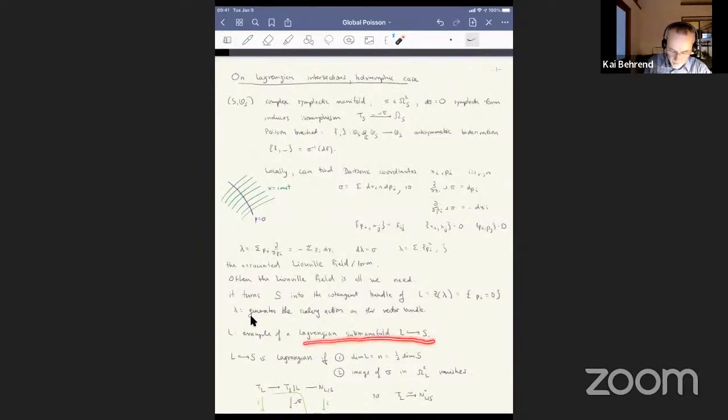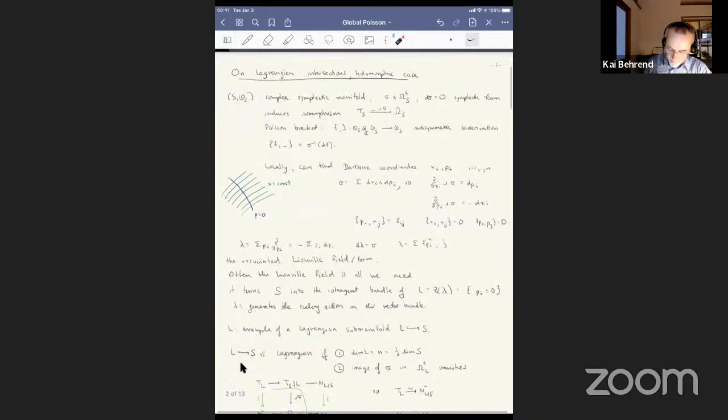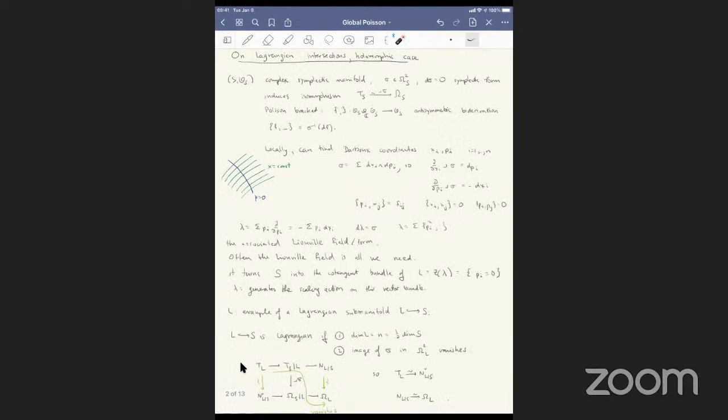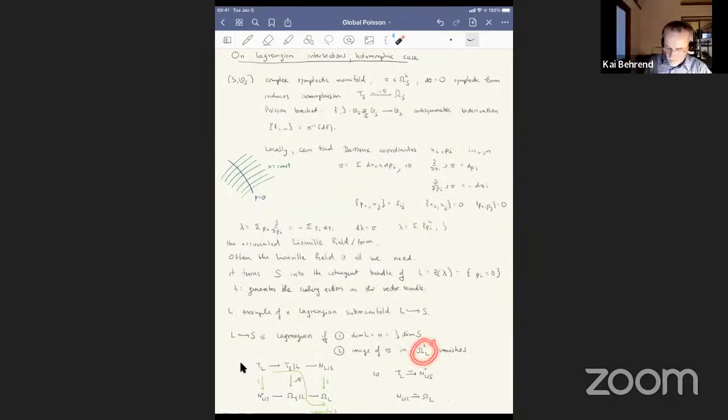Where the p_i vanish is of course an example of a Lagrangian submanifold. So let me recall in general what the definition is. A submanifold L is Lagrangian if first of all it has dimension n, so half the dimension of S, and if I take the symplectic form and restrict it to a 2-form on L, then it vanishes.